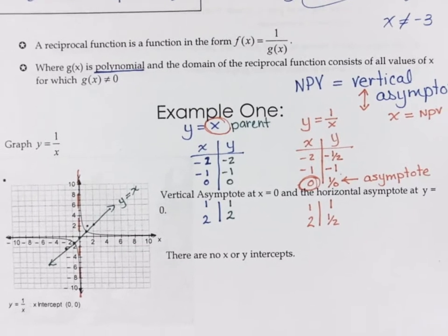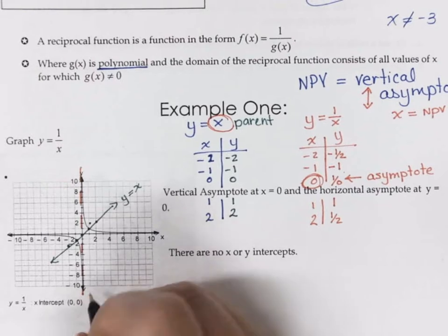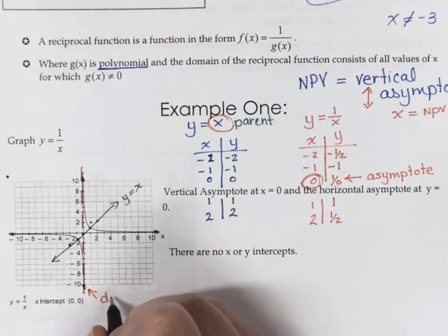Okay, so there's my first asymptote. So I want to point out some features that I did on this asymptote. I drew it in, but it is a dashed line.